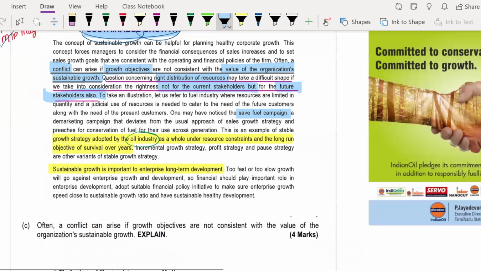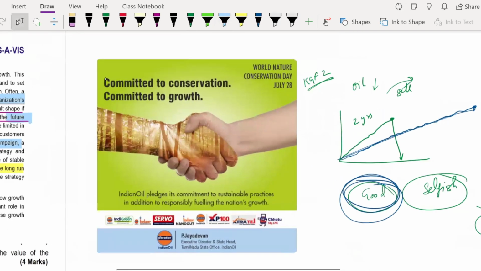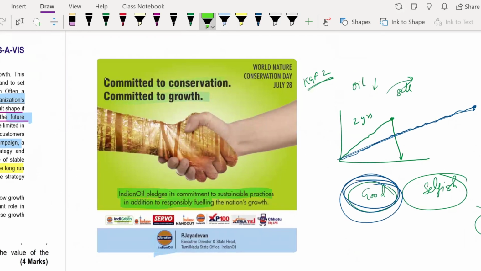So here, an example is that this is a live example of what is happening. The Indian Oil Company made an ad: committed to conservation, committed to growth. Indian Oil pledges its commitment to sustainable practices, in addition to responsibly fueling the nation's growth.